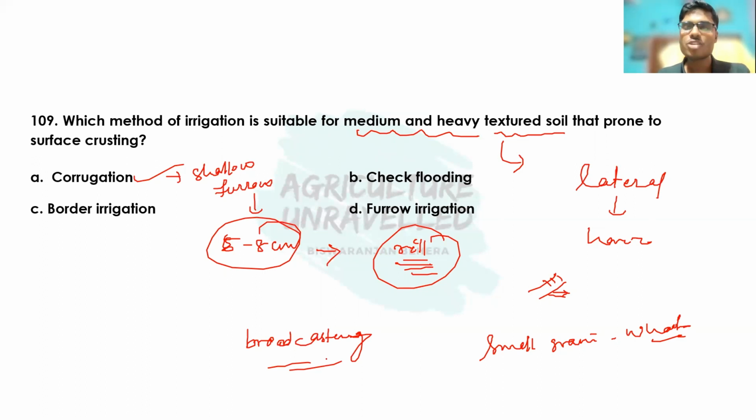So this is all about surface method of irrigation. Drip method of irrigation and sprinkler method of irrigation we'll cover in the subsequent classes.